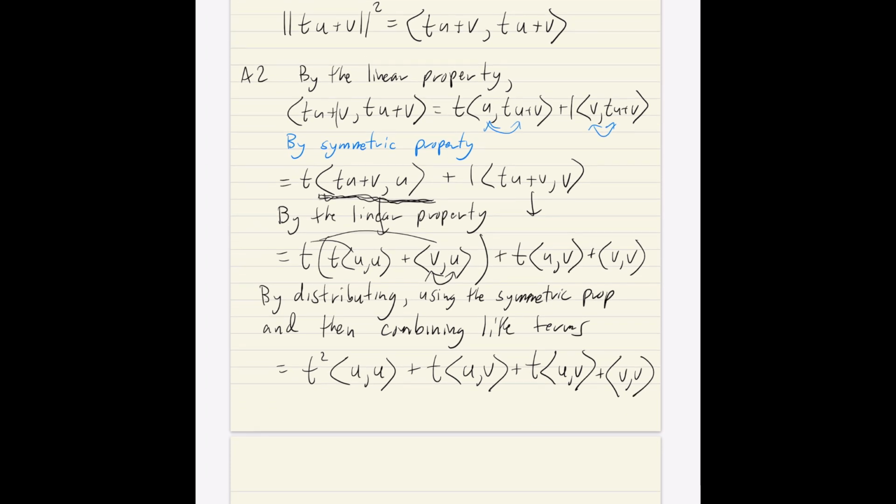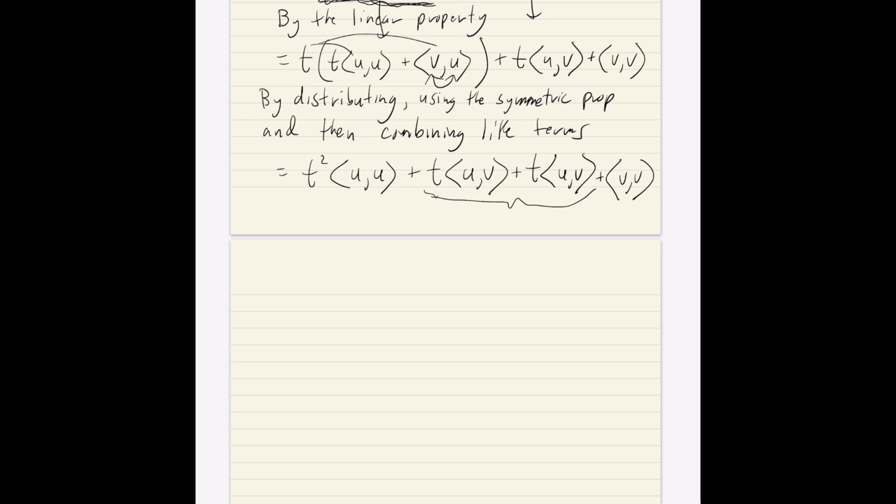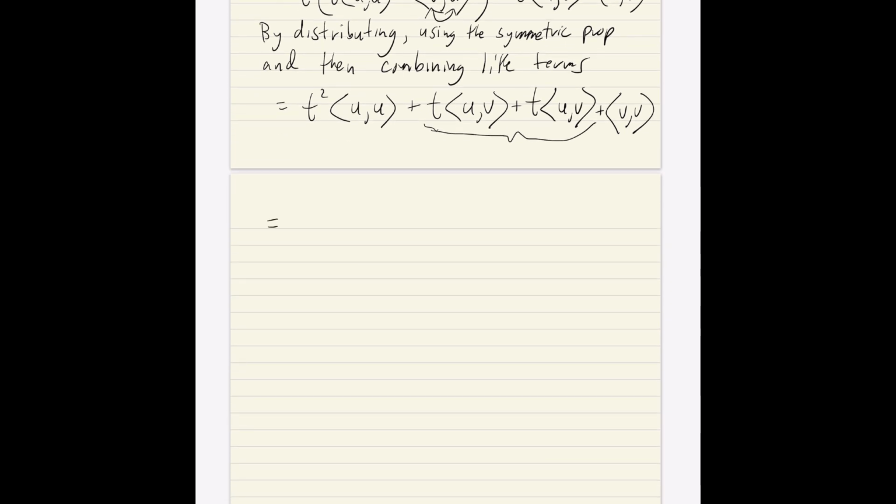So you should be seeing where we're headed here. This is now a quadratic expression, I should say, not a formula, which is equal to t² times the inner product of u with u, plus t plus t is 2t, so plus 2t times the inner product of u and v, plus the inner product of v and v.